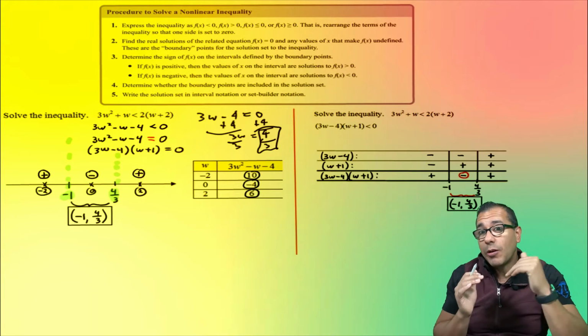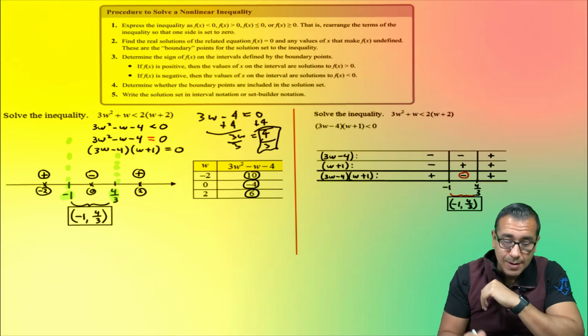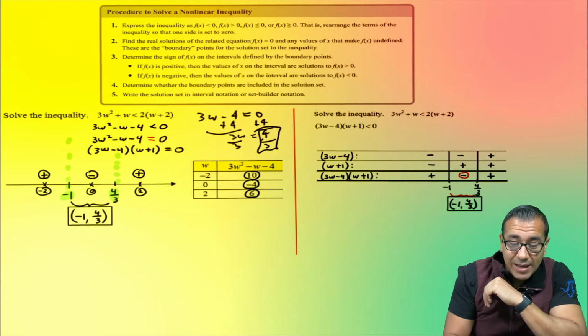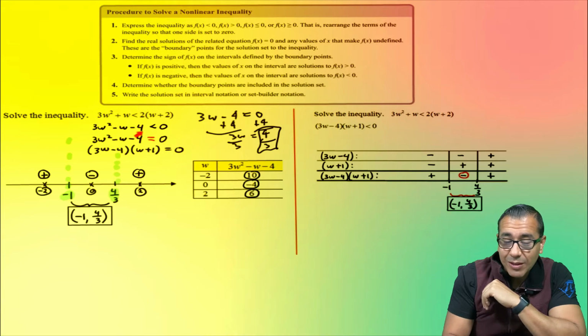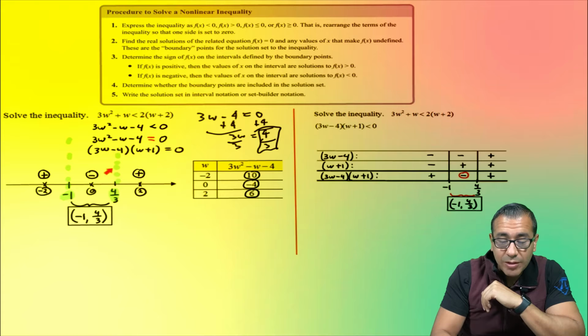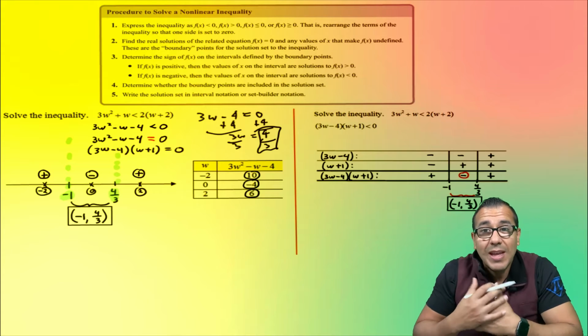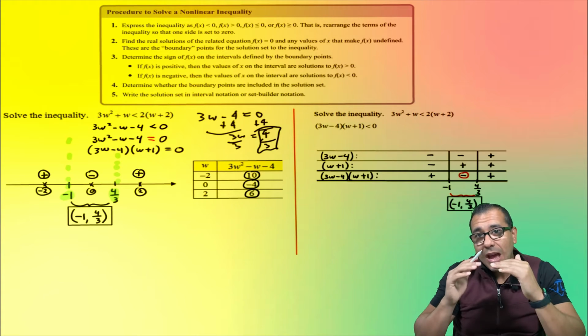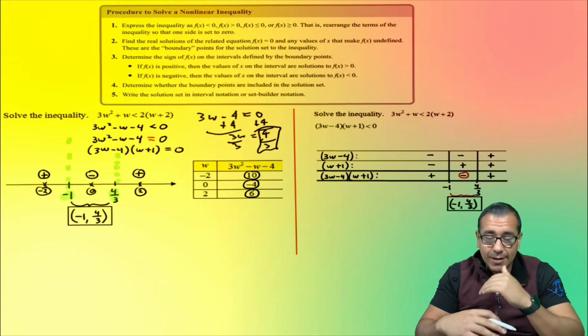All right, so you know your graph is above the x-axis. If you plug in a number between -1 and 4/3, such as 0, this is 0, this is 0, you're left with a -4. So you're left with a negative answer. So any number between -1 and 4/3 is going to give you a negative answer. So that's what we're looking at. And that means that the graph, the height, is below the x-axis.